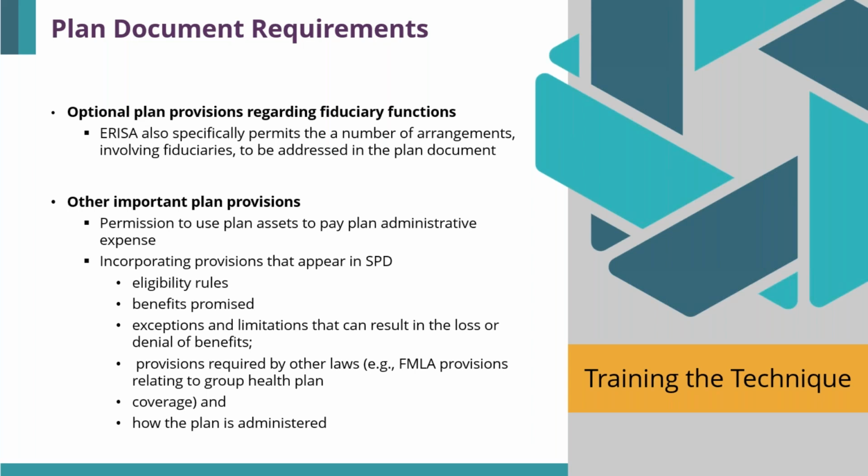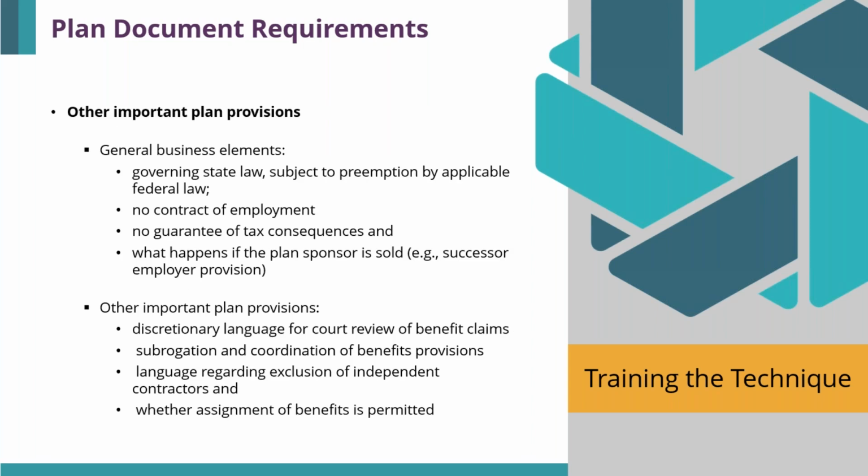Naming the plan administrator, that may not be in your insurance contract. General business elements: governing state law, no contract of employment, no guarantee of tax consequences. Discretionary language for court review, subrogation and coordination of benefits, language regarding exclusion of independent contractors, and whether assignment of benefits is permitted. Some of these are in your insurance contract, but not all of them, and so that's the purpose behind our wrap document, to make sure all these elements are included in your ERISA benefits.